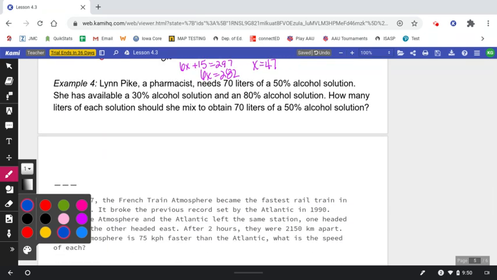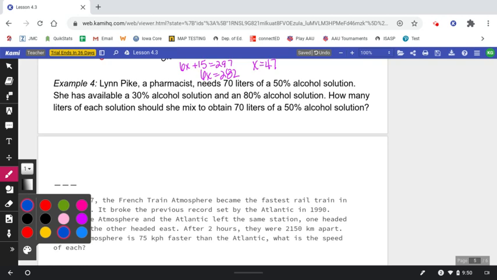Lynn Pike is a pharmacist. She needs 70 liters of a 50% alcohol solution. She has available a 30% alcohol solution and an 80% alcohol solution. How many liters of each solution should she mix to obtain 70 liters of a 50% alcohol solution?